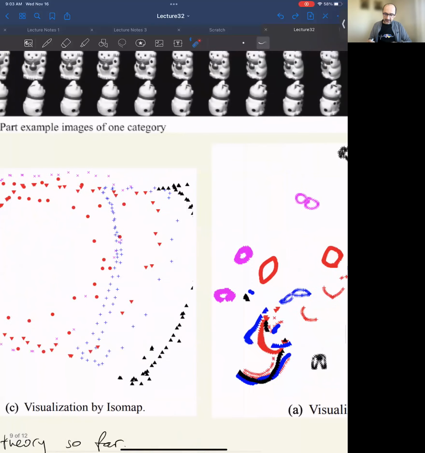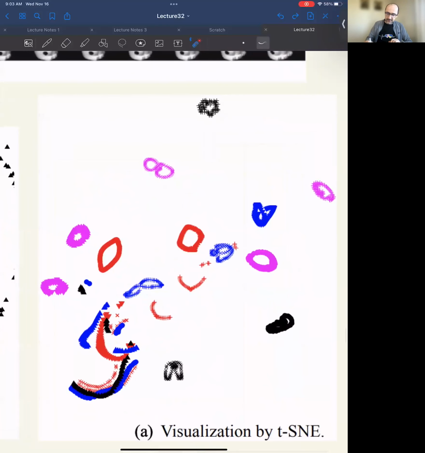All right, this is t-SNE. t-SNE is a little bit better. The cat rotates like this, and maybe the car rotates like this, and so on and so forth. And there are some funny shapes that I don't know what they are.